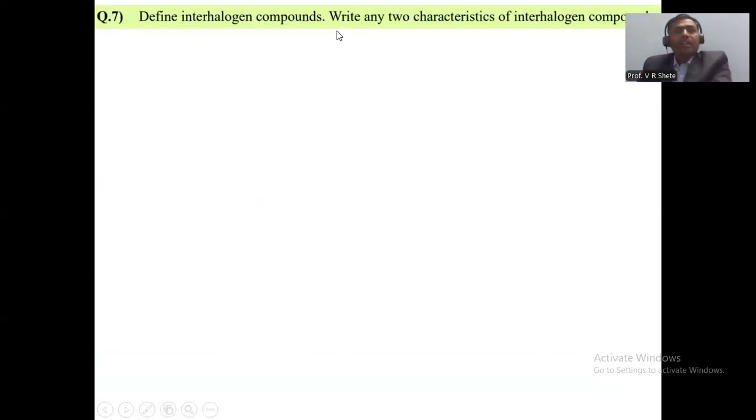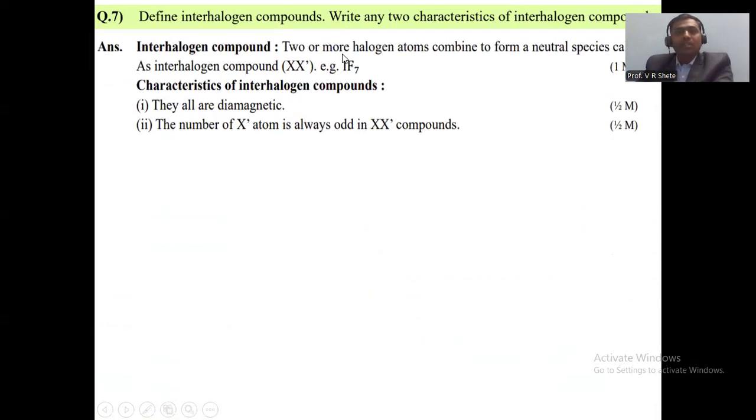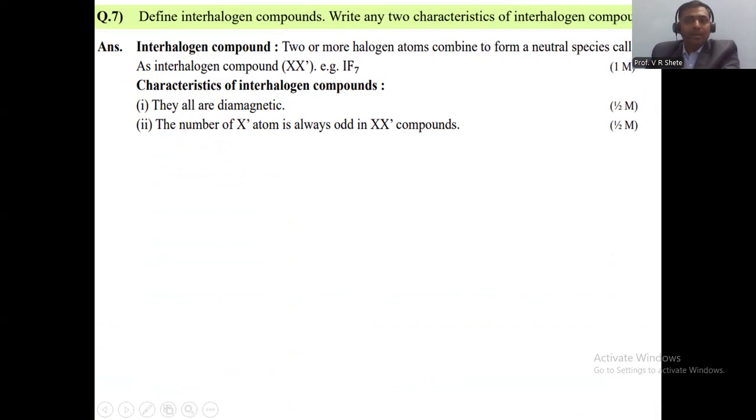Next question, define interhalogen compounds and write any two characteristics of interhalogen compounds. What is an interhalogen compound? When two or more halogen atoms combine to form a neutral species, it is called an interhalogen compound. This question is from the p-block for 1 mark. And what are the characteristics? First, they are diamagnetic in nature. Second, the number of X' atoms is always an odd number in the XX' formula. So interhalogen compounds are formed in different formulas like XX', XX'3, XX'5, XX'7, in which the X' atom is always an odd number.